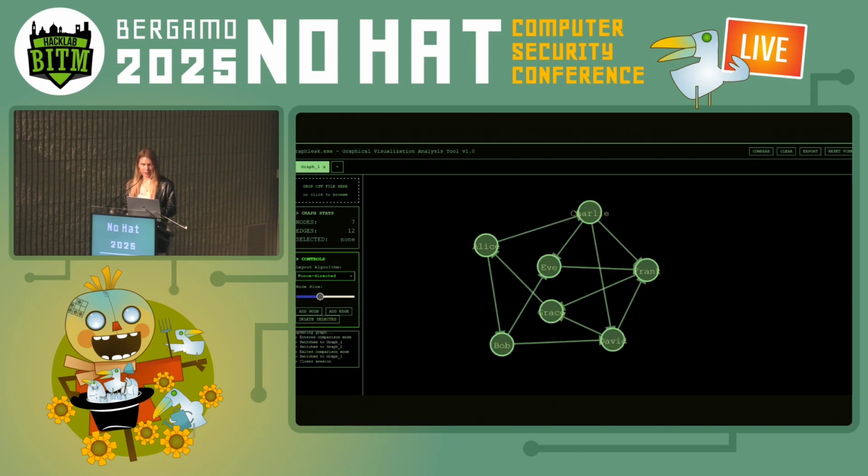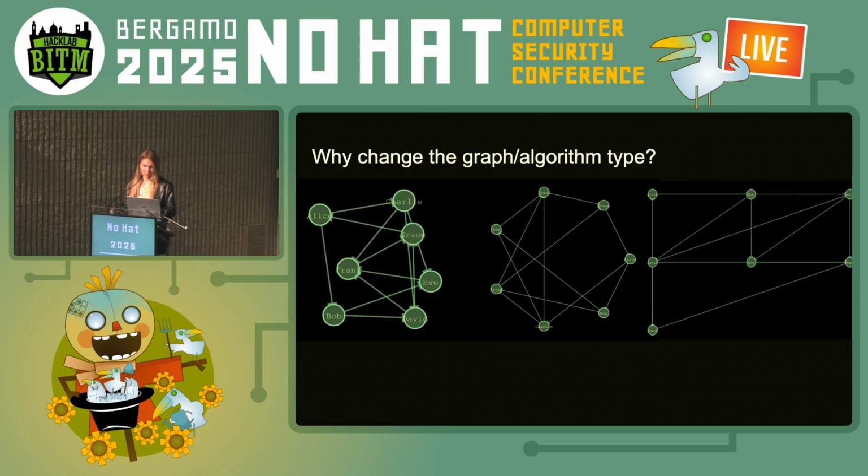So here's a better, perhaps more clear view of the tool. So all of these nodes connect to each other in a network. And also here are the algorithms. These three graphs are all the same. They all contain the same data, the same amount of nodes and edges.